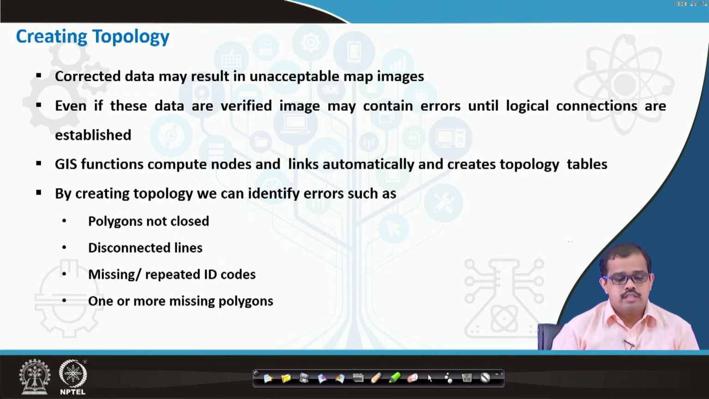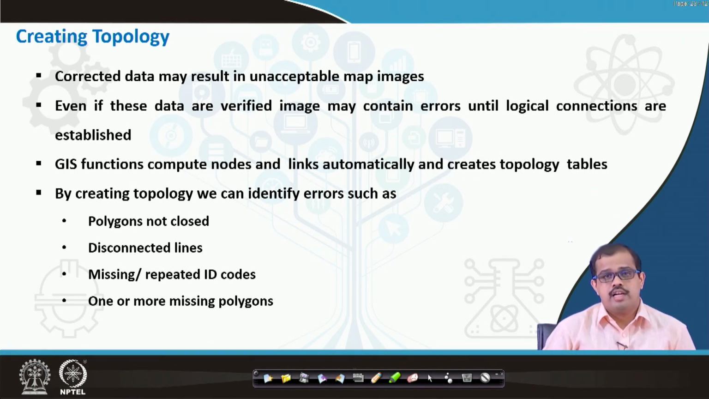The second type of errors is topology. When you look at many of those, even after corrections, these images may not be acceptable to the GIS system. Even if you have verified images, it may not be acceptable to the GIS, because it lacks the logical connections, the logical correctness that has to be there in the entire database. That is missing. That is exactly why you may have an error in such data. So what we will do is compute nodes and links automatically to create the topology tables.